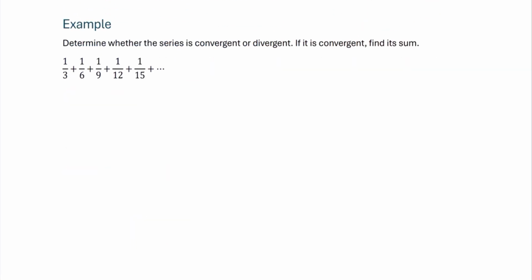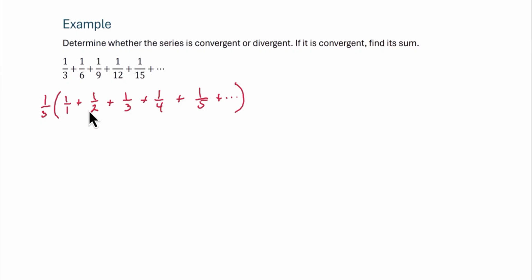In this example, we want to determine whether the series is convergent or divergent. And if it is convergent, we can then find its sum. Notice that we have common factors of 3 in the denominator. Let's see what happens if we factor out a 3 in the denominator. So we have 1/3 times, you can think of that as 1 over 1 plus 1 over 2 plus 1 over 3 plus 1 over 4 plus 1 over 5, and so on.